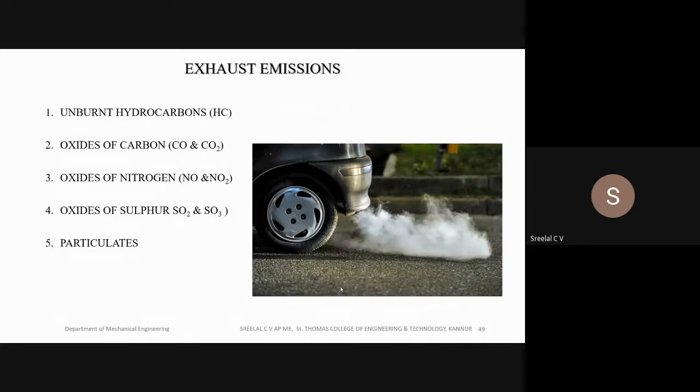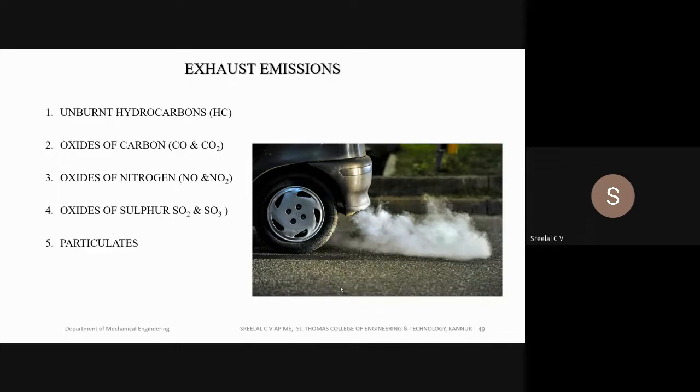So, next we are going to discuss the exhaust emission. We all know the vehicle, or we can start with the different strokes of an engine. Let it be a four-stroke engine. First of all, during the suction period, the charge, or the air-fuel mixture, will be taken into the combustion chamber. Then the next process will be the compression.